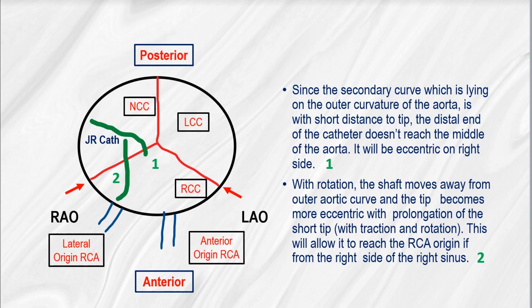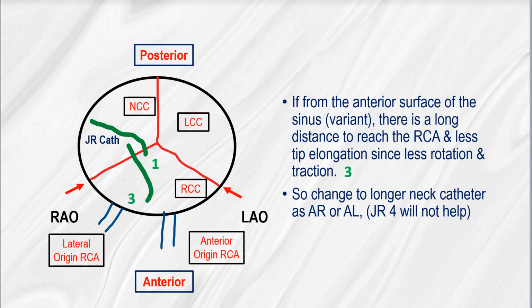With rotation, the shaft moves away from the outer curvature and the tip becomes more eccentric, with prolongation of the short tip with traction and rotation. This will allow it to reach the RCA origin if it is from the right side of the right sinus. If the origin is from the anterior surface of the sinus, there is a long distance to reach the RCA and less tip elongation since there is less rotation and traction.